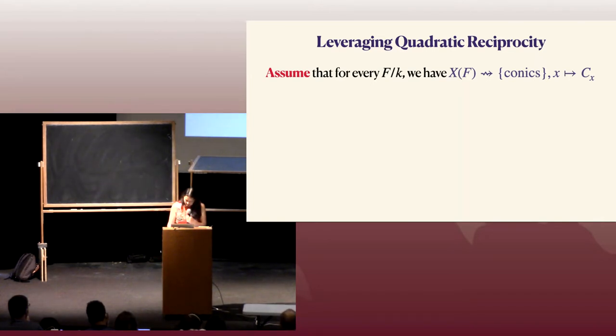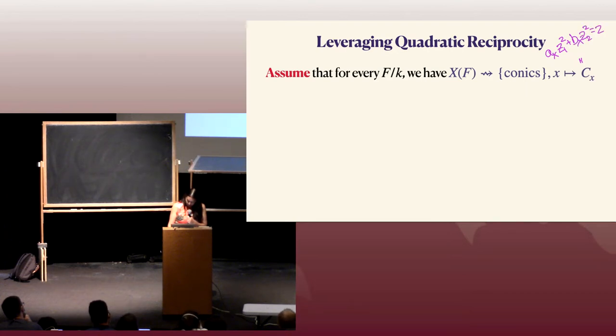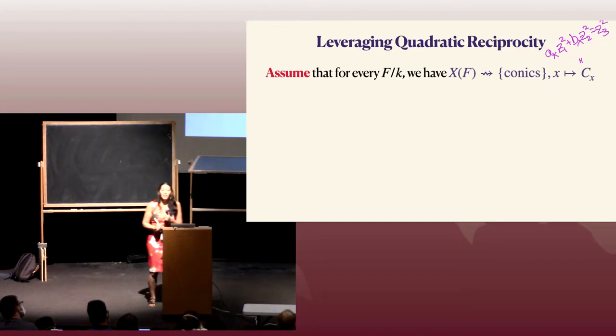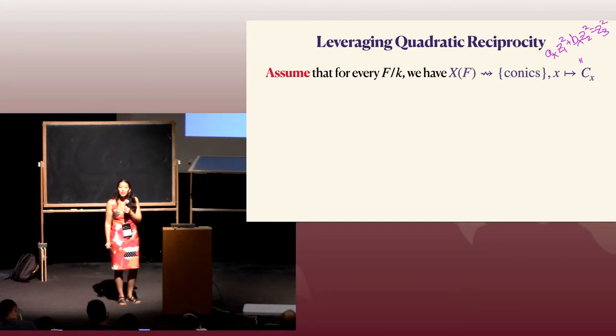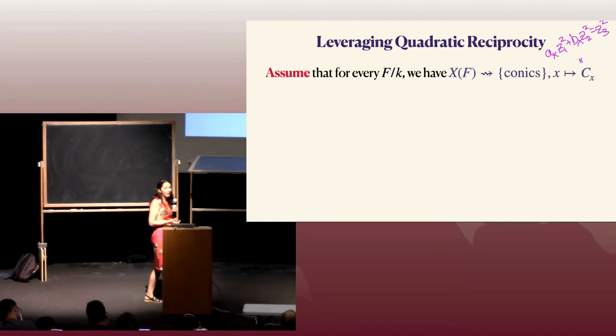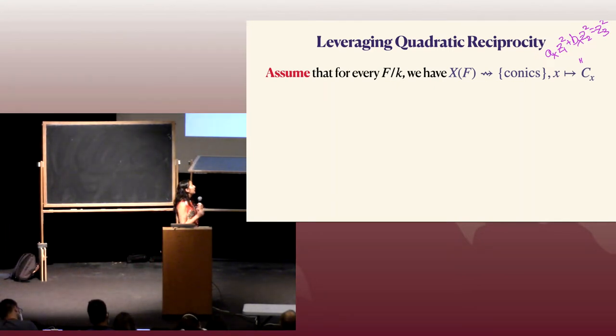And if you want, you can think of this as really giving just two coordinates, because since I'm in characteristic zero, I can always diagonalize my conic and I can scale to make one of the coefficients one. So I can always write it in this form. So my conic-making machine, I could really just think of as a machine that's spitting out these coefficients a_x and b_x for my conic.